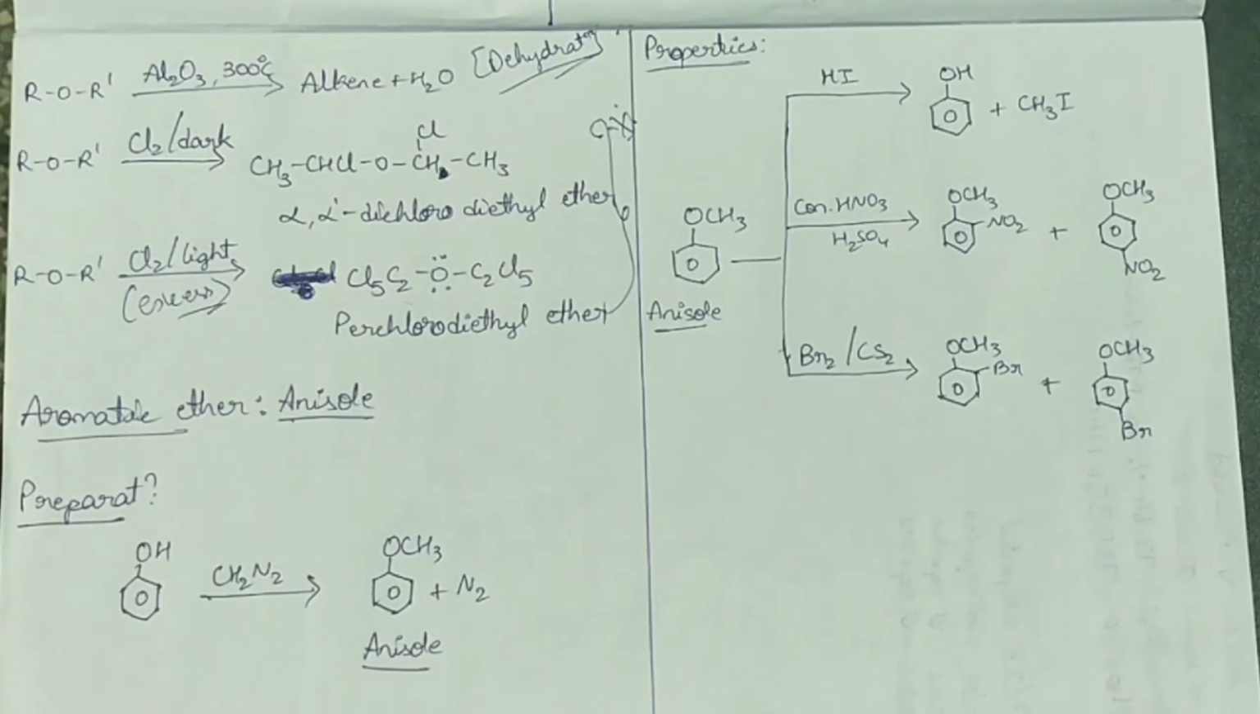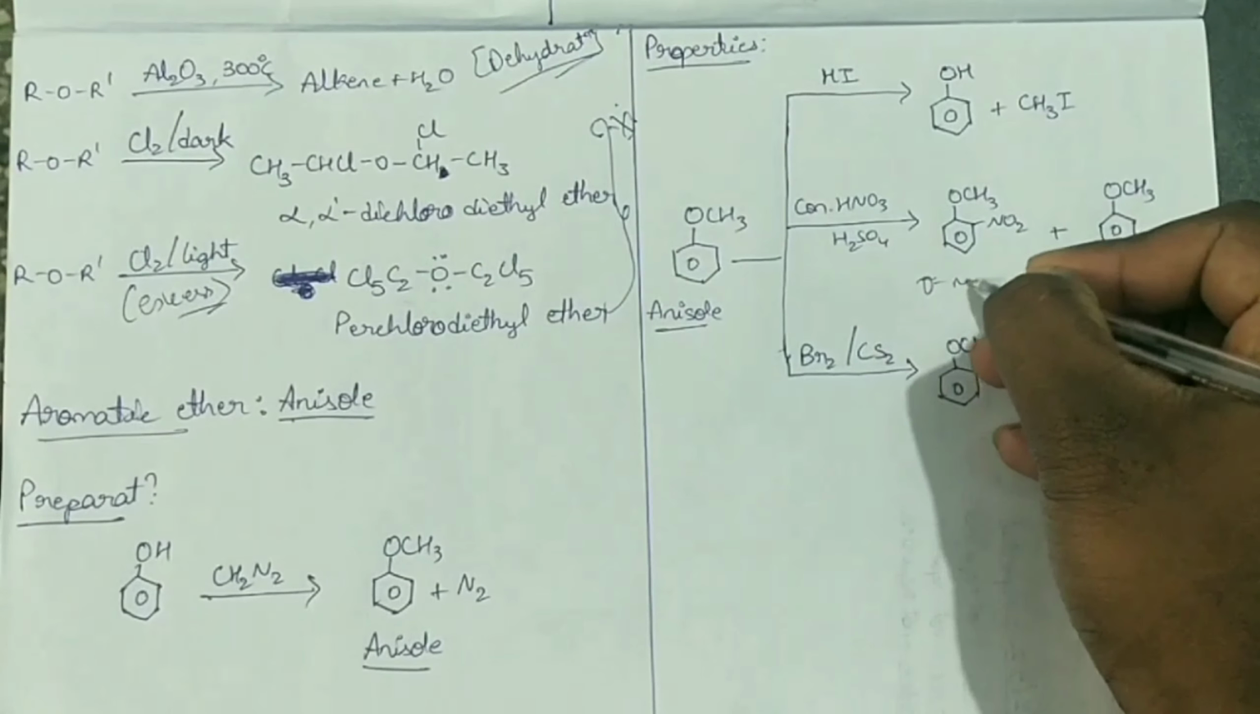So next we should look into the aromatic ether, that is anisole. Anisole is prepared by phenol reacting with CH2N2. Next we shall look into the properties of anisole, where anisole reacting with hydrogen iodide gives phenol, and along with that methyl iodide will be formed. Next, anisole reacting with HNO3 in the presence of H2SO4. It is a nitration reaction, giving ortho-nitro and para-nitro anisole.